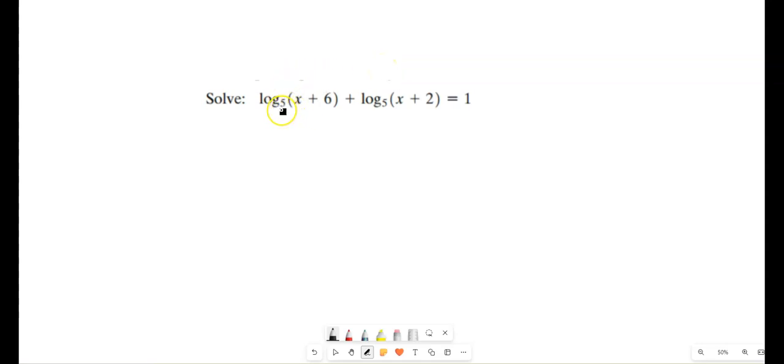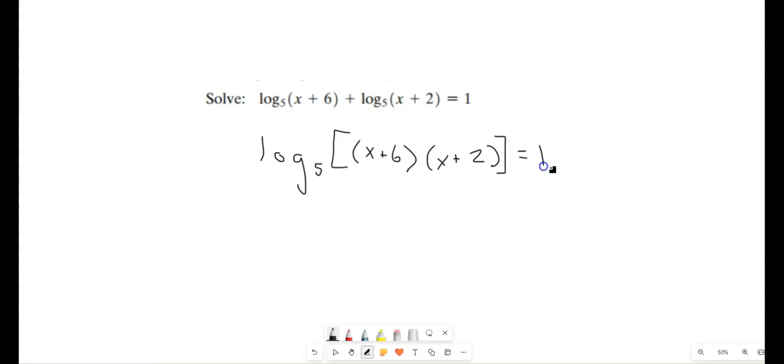One of those is that if we have 2 logs with the same base that are being added together, then we can combine them under 1 log by multiplying the 2 arguments together. So in this case, we'll have log base 5 of, in brackets, x plus 6 times x plus 2, and that is going to be equal to 1.